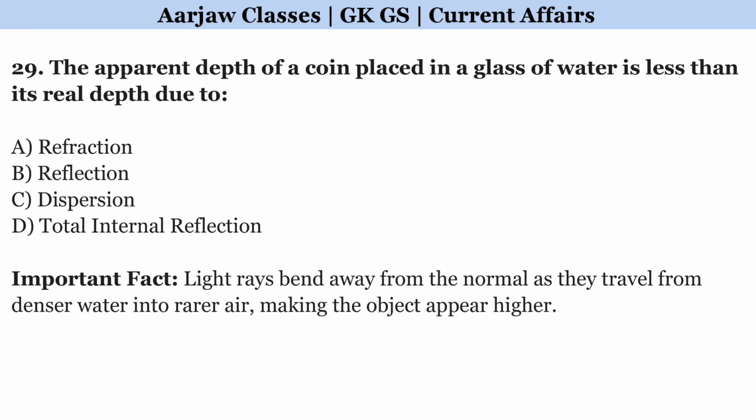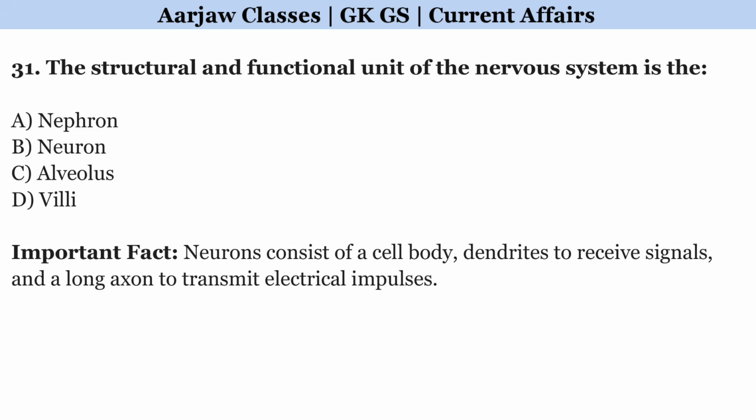The apparent depth of a coin placed in a glass of water is less than its real depth due to? Correct option is A. Refraction. The structural and functional unit of the nervous system is the. Correct option is B. Neuron.